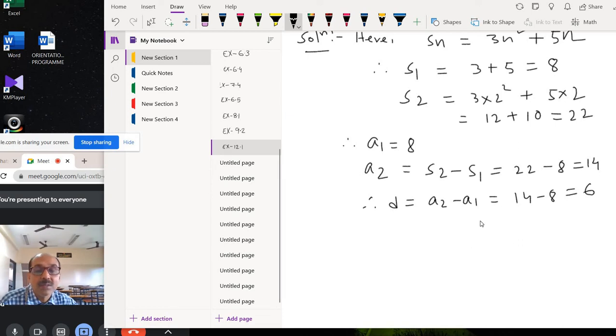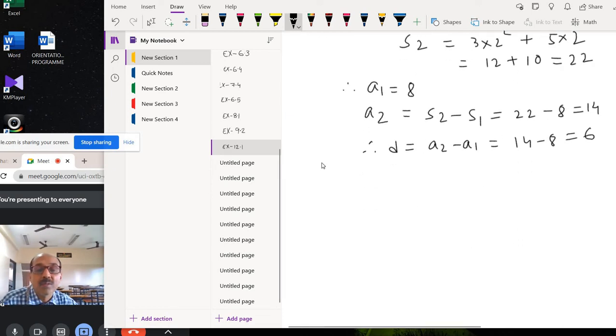So for finding m, we can write the mth term. Common difference is 6. An equals to nth term of an AP, equal to a plus n minus 1 into d. In place of an, we can write am equals to 164. a plus m minus 1 into d is equal to 164.